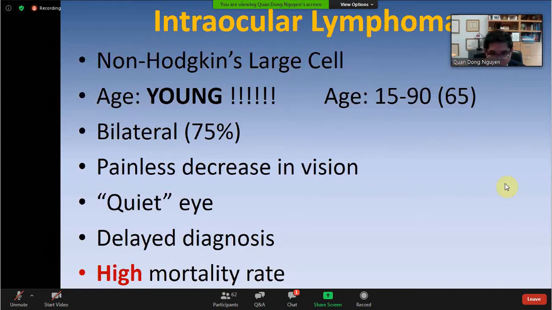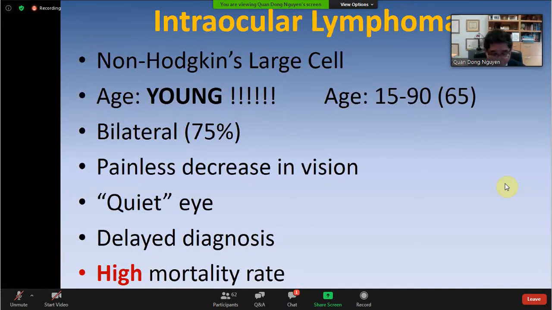Another thing would be completely different. For example, when you have central retinal vein occlusion, that will be painless decrease in vision, or central retinal artery occlusion, that will be painless decrease in vision. Obviously, a completely different type of disease, but in this case, lymphoma or malignancy will also be a type where you have painless decrease in vision as well.